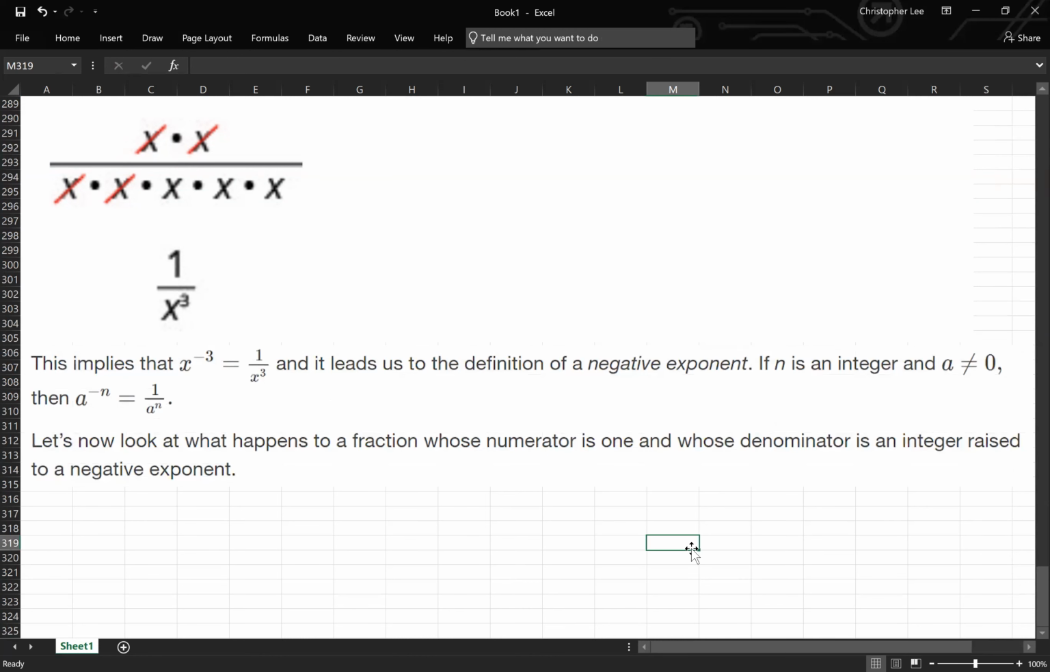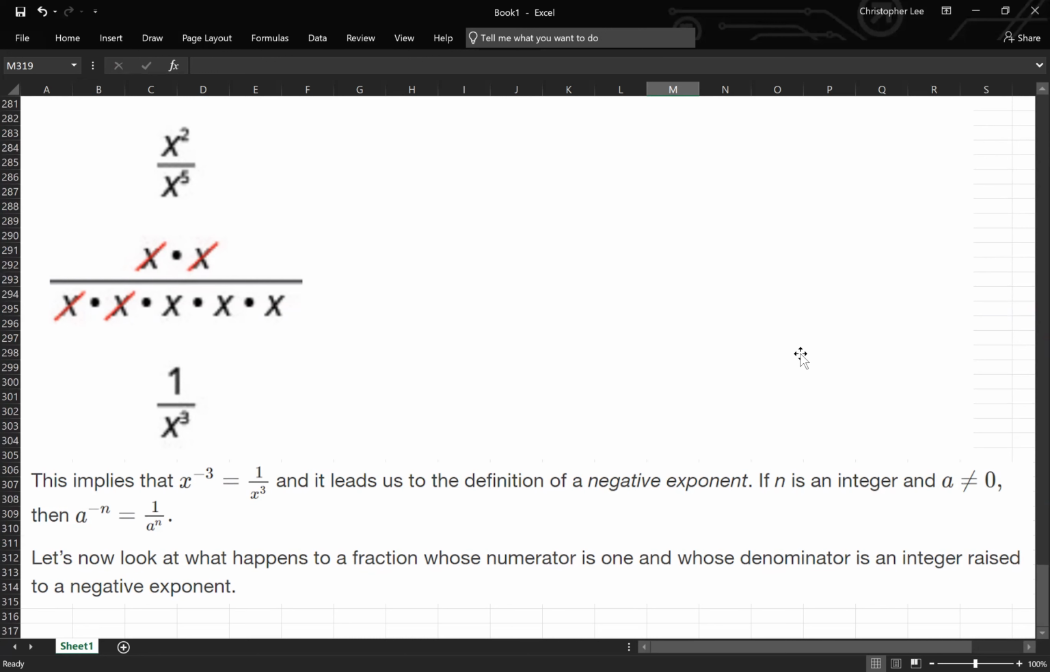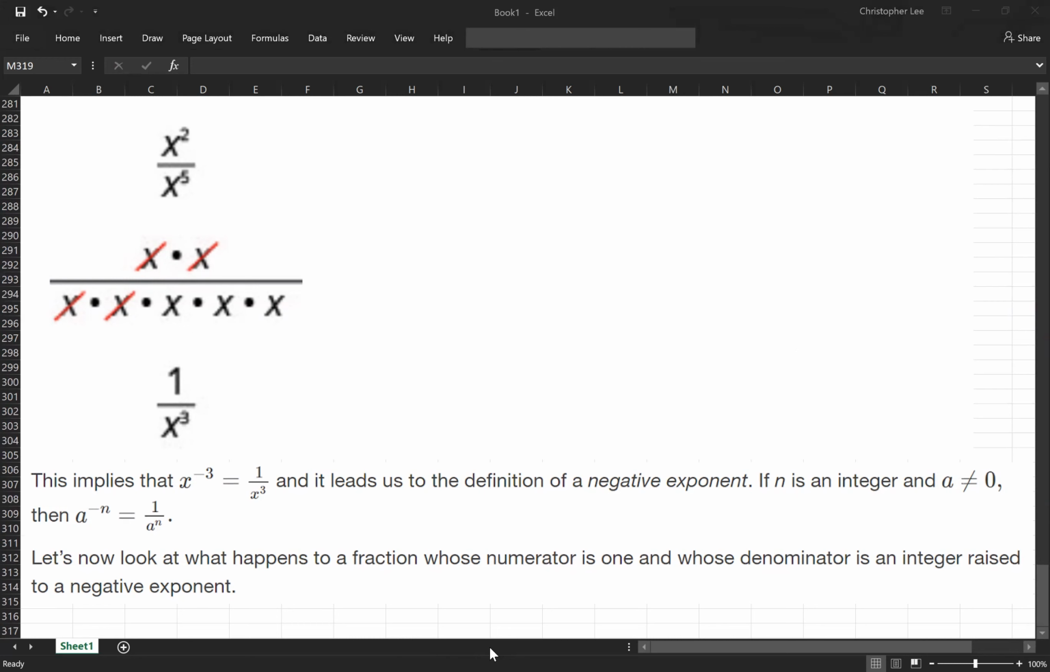So this implies that x to the negative third power is equal to 1 over x to the third. And it leads us to the definition of a negative exponent. If n is an integer and a does not equal 0, then a to the negative n power is equal to 1 over a to the n. Let's now look at what happens to a fraction whose numerator is 1 and whose denominator is an integer raised to a negative exponent. Ooh, this sounds fun. Let's check this out.